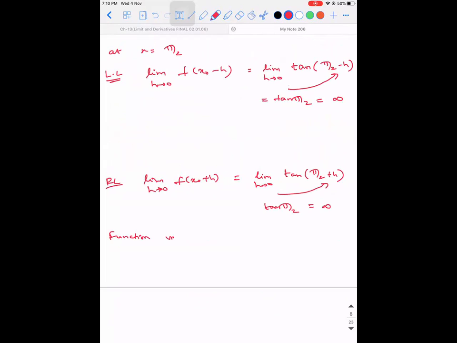If I ask you what the function value is, what will you say? Infinity. Function value is tan pi by 2, so that is also infinity. Now, left limit is equal to right limit is equal to function value. So this is telling us that the limit is existing. If the limit is existing, the function is continuous. But what is the graph telling us?